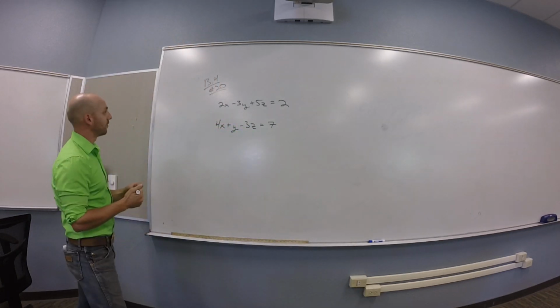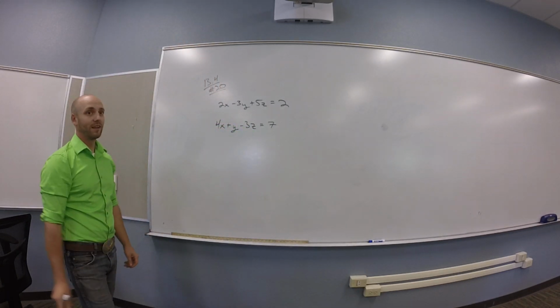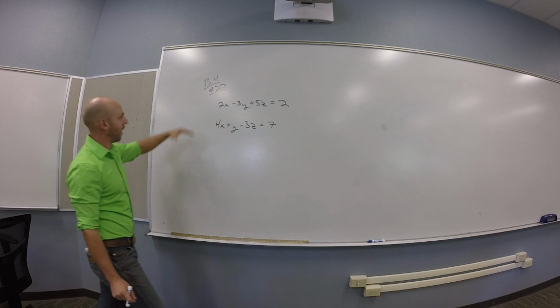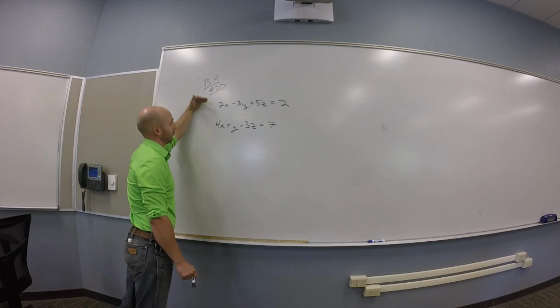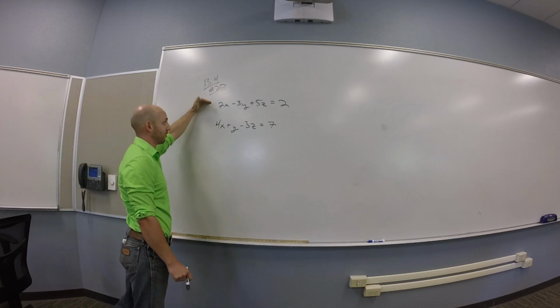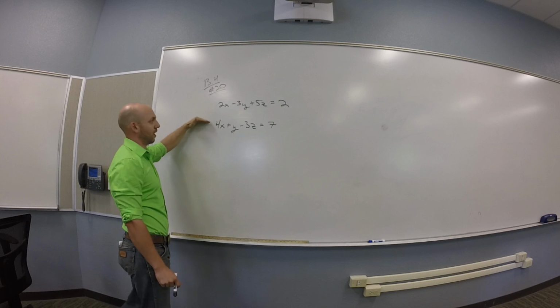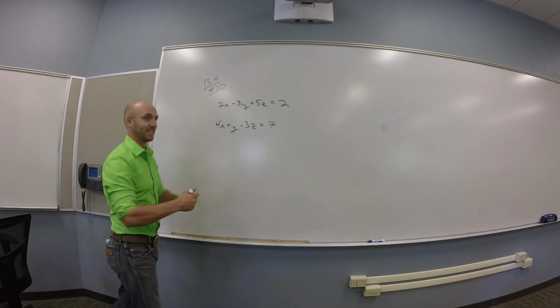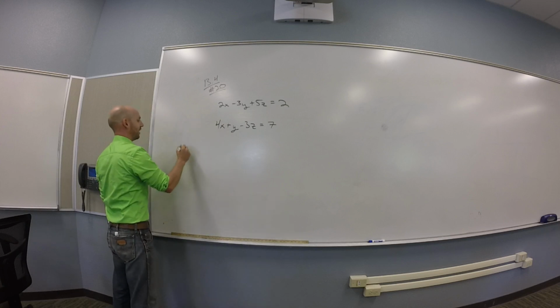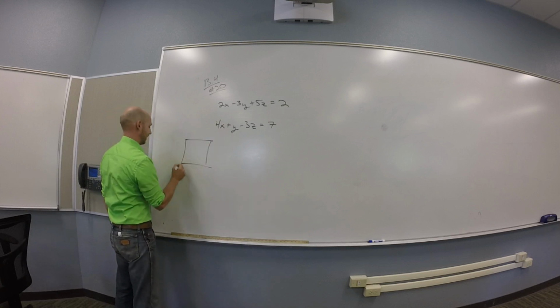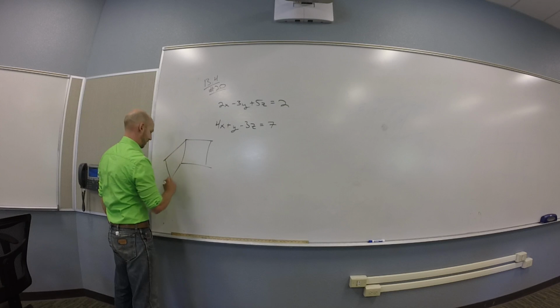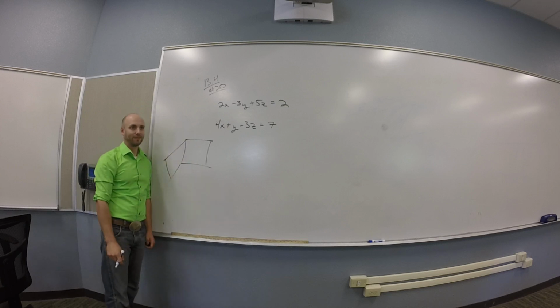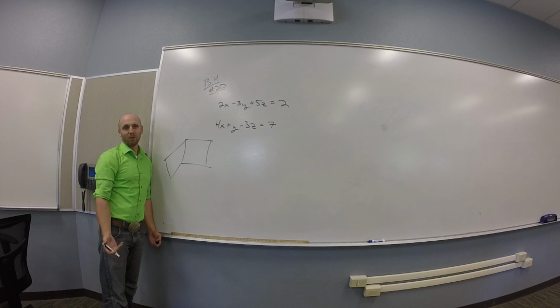Okay, so this is 13.4, number 20. I have two planes, 2x minus 3y plus 5z equals 2, and 4x plus y minus 3z equals 7. Sweet. Planes. Probably those planes look like this, right? Like, probably. They don't have to look like this.